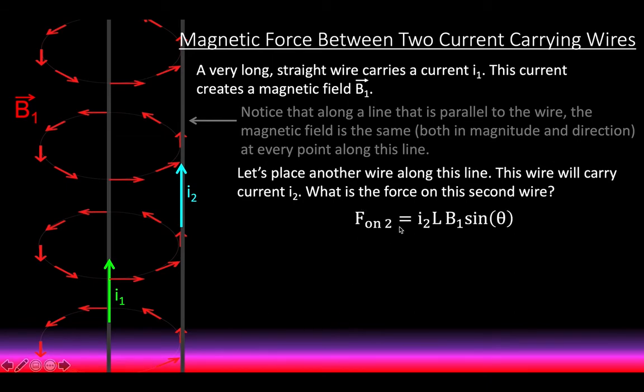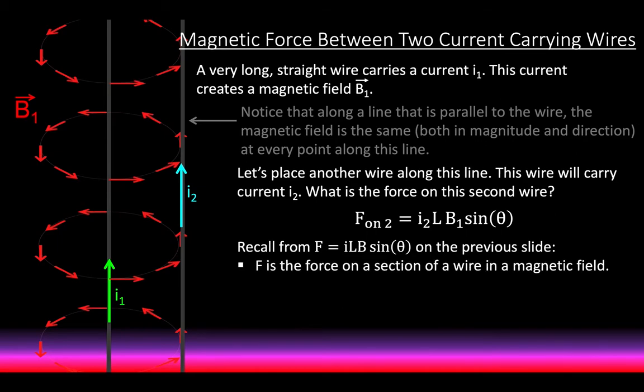So the force on wire 2 is the current flowing through that wire times the background magnetic field. Wire 1 creates the background magnetic field, so wire 1 creates magnetic field B1 times the sine of the angle between them. Now, recall from the previous slide that F is a force on the section of wire I2 in a magnetic field. I is the current carried in the wire.